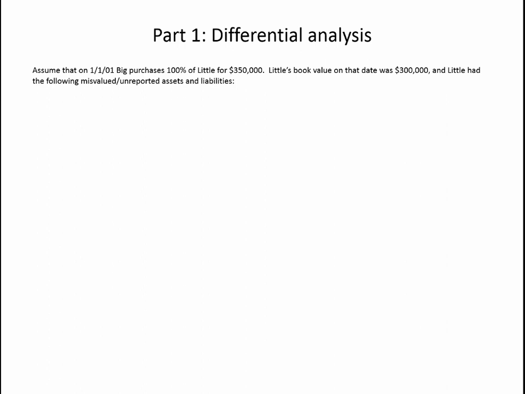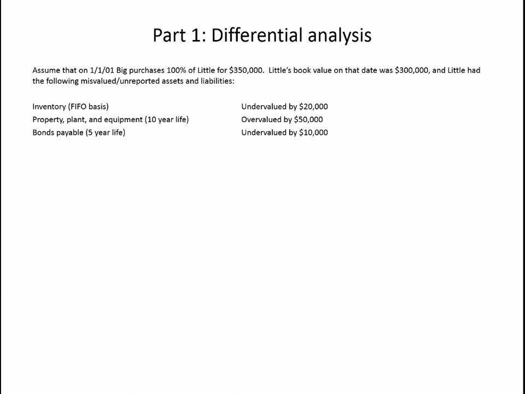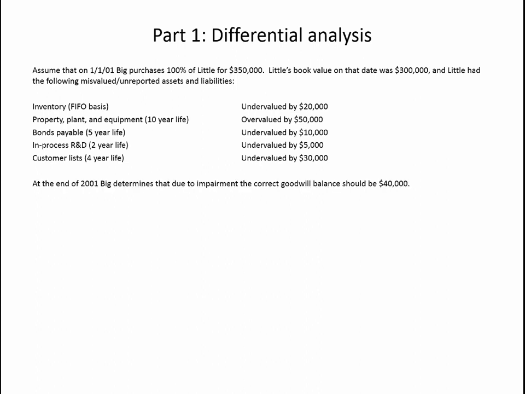Little's book value on that date was $300,000, and Little had the following misvalued or unreported assets and liabilities. They had some inventory on a FIFO basis undervalued by $20,000. Property, plant, and equipment with a 10-year life overvalued by $50,000. Bonds payable with a 5-year life undervalued by $10,000. In-process research and development undervalued by $5,000. Customer lists with a 4-year life undervalued by $30,000.